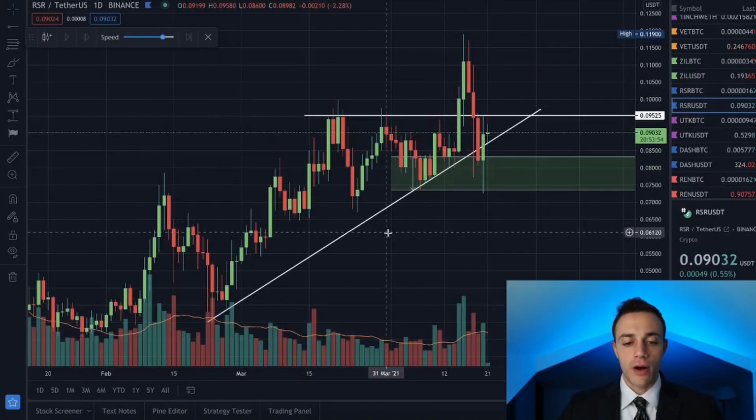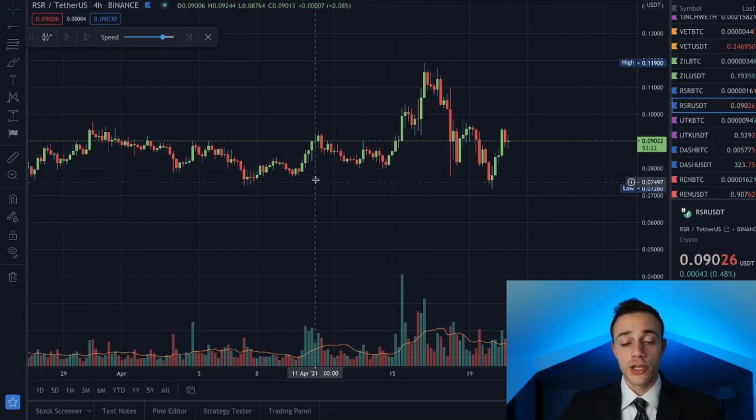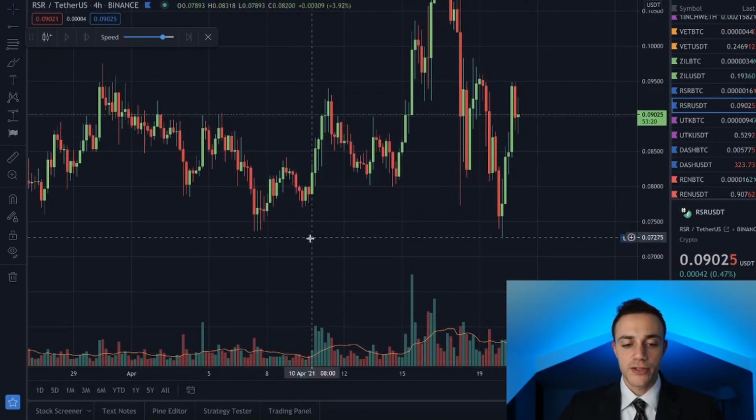So let's take a look at the RSR chart. I'm just going to clean it up. Get rid of some of this stuff. So I dropped it down to a lower time frame. I dropped it down to a 4 hour.